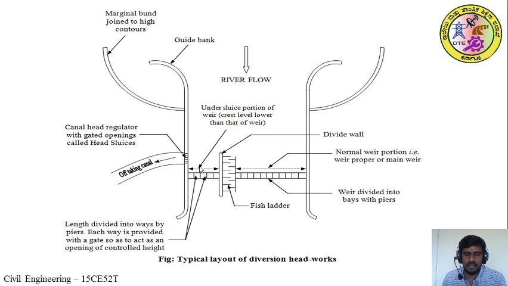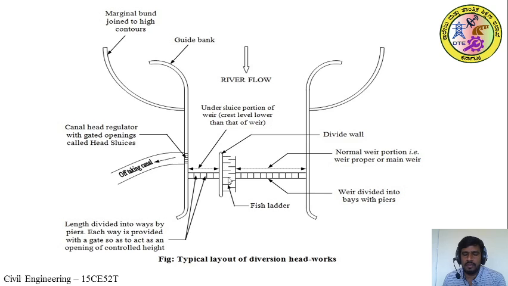There are tunnel-like structures below the canal head regulators. These are operated with a sluice gate. If this is a barrage, the barrage is provided with gates. If this is a weir, there are no gates at all. So in between this weir and under sluices, a long wall is constructed, and this wall is perpendicular to the weir. This wall we call a divide wall.